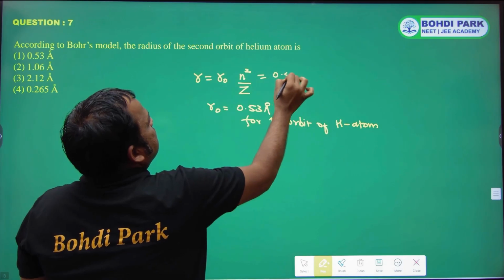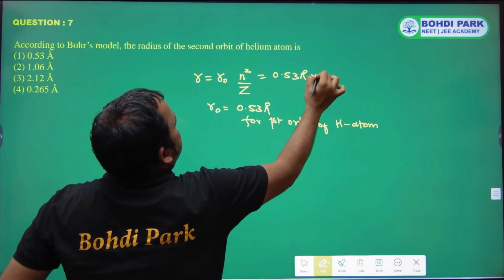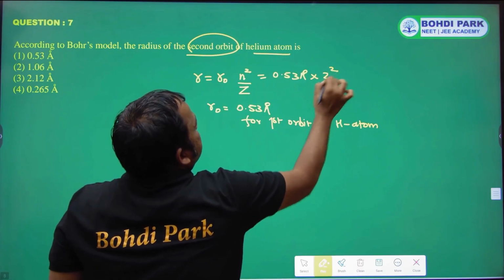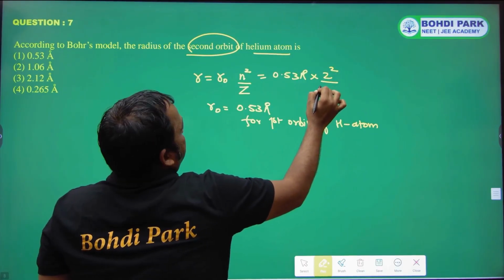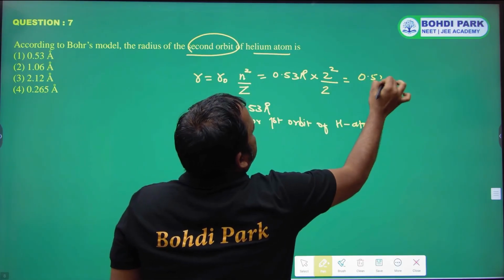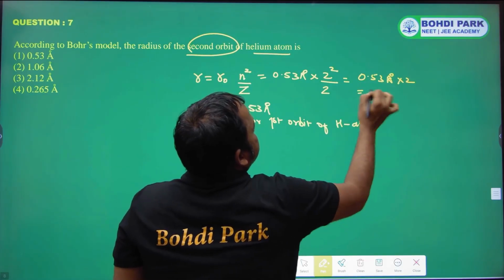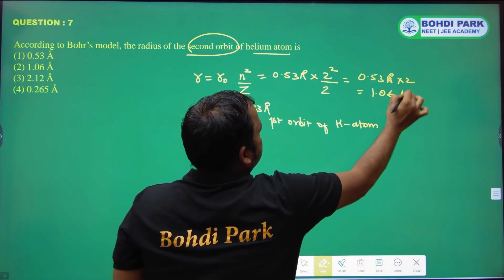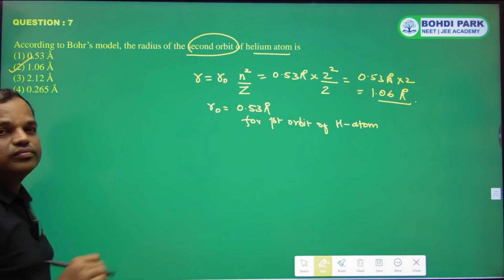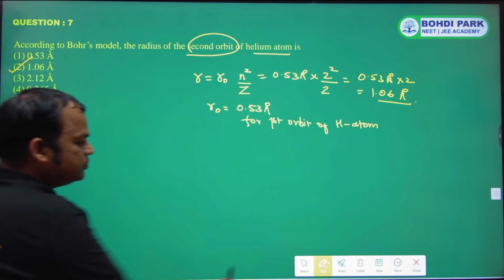So this is equal to 0.53 angstrom into n square. Now, second orbit of helium. So this is 0.53 angstrom into 2 square by Z, which for helium Z is 2. So this will be 0.53 angstrom into 2, so 1.06 angstrom. Okay, now done. Next question.